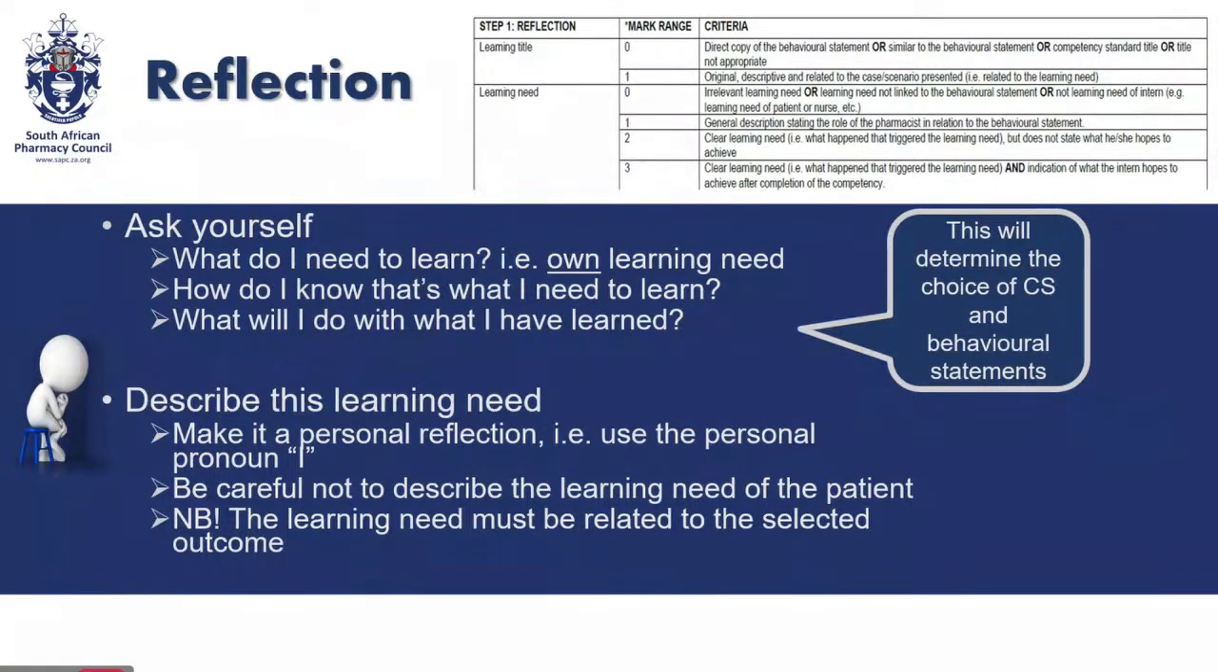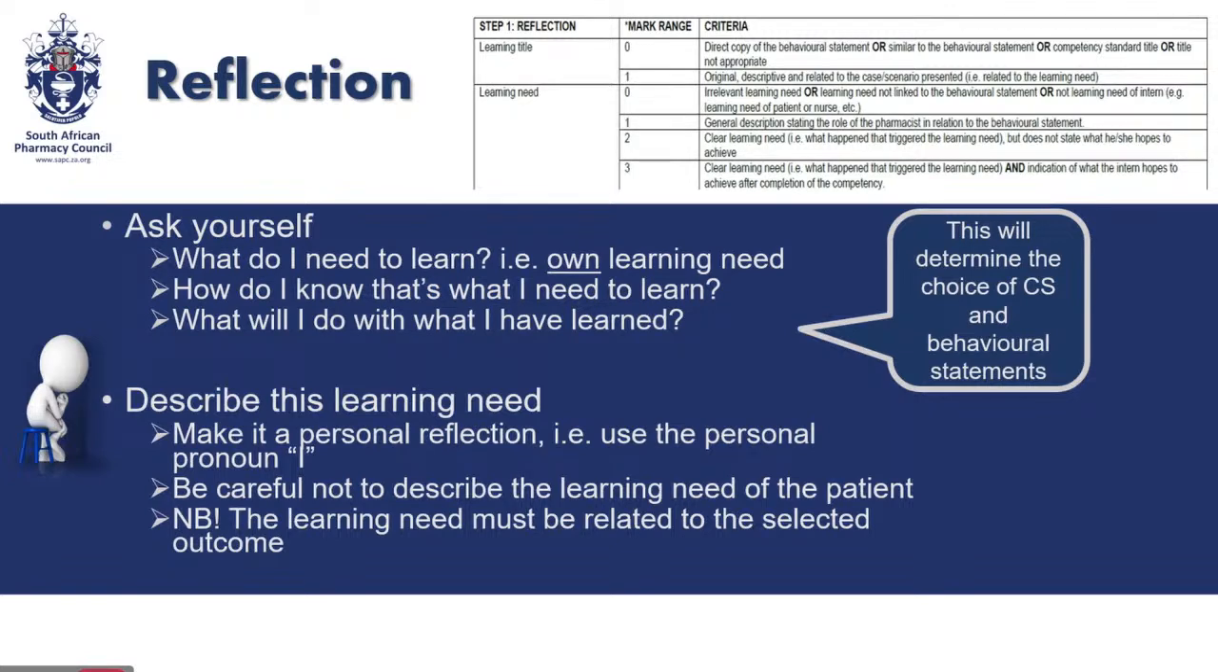If we look at the learning need, an irrelevant learning need or one not linked to the behavioral statements is a 0. A general description is a 1. But if we look at the 3, a clear learning need, what happened in the pharmacy to trigger this, and an indication of what the intern hopes to achieve, then it's a 3. So if you set the scene, tell us what happened, what you want to learn, and what you want to achieve, then the learning need will be successful.